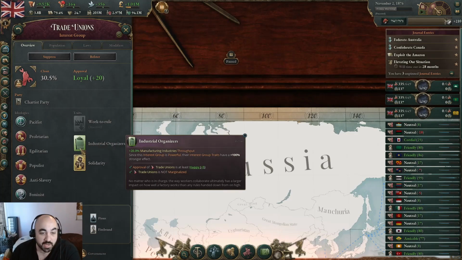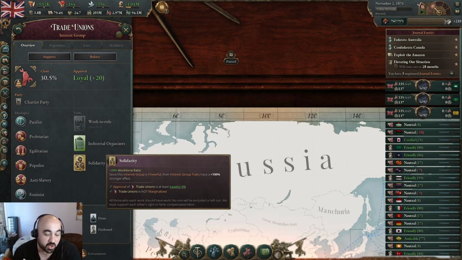The industrial organizers gives you 20% manufacturing industries throughput. This is a huge bonus. This allows all your industries to be more competitive on the international market if need be. And also, when you have higher industries throughput, this allows you to have a higher standard of living while still producing the same amount of goods, which allows you to attract migrants. Since migration is such a powerful mechanic in this game, this will allow you to push migration, especially when combined with their third trait, their second bonus, depending on how you want to look at it, workforce ratio.